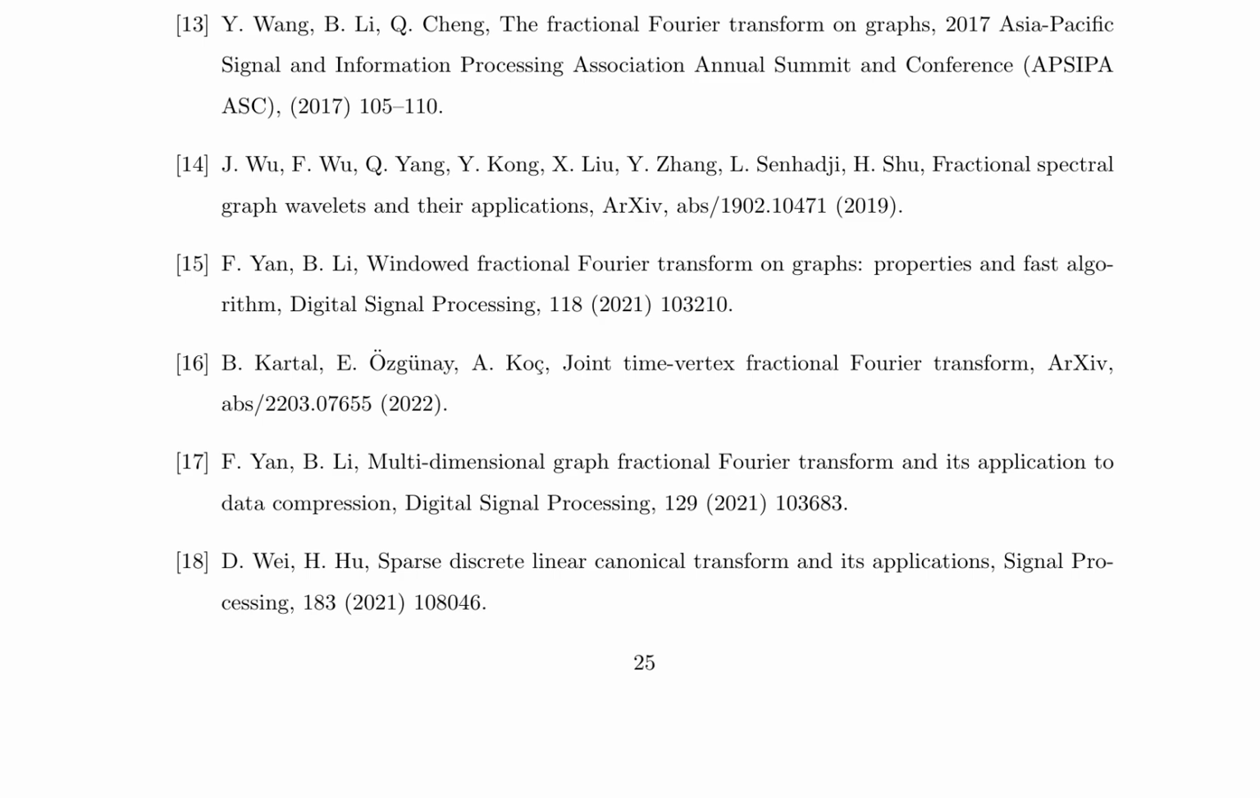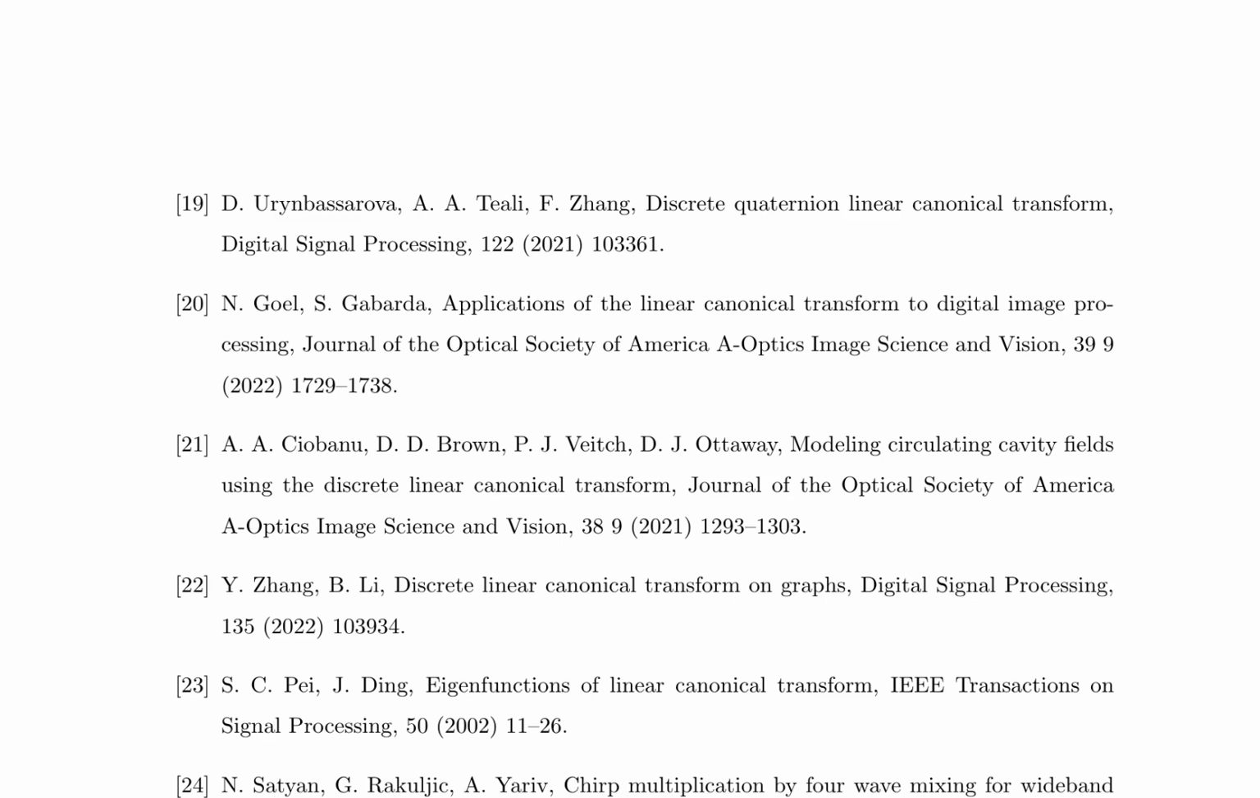16. The multi-dimensional graph fractional Fourier transform has also been developed, enabling the analysis of high-dimensional graph signals. 17. Lastly, the authors acknowledge the significance of the sparse discrete linear canonical transform and its diverse applications, which have expanded the toolkit for graph signal processing. 18. The authors provide a comprehensive review of the linear canonical transform, LCT, and its applications in signal processing, image analysis, and graph signal processing.